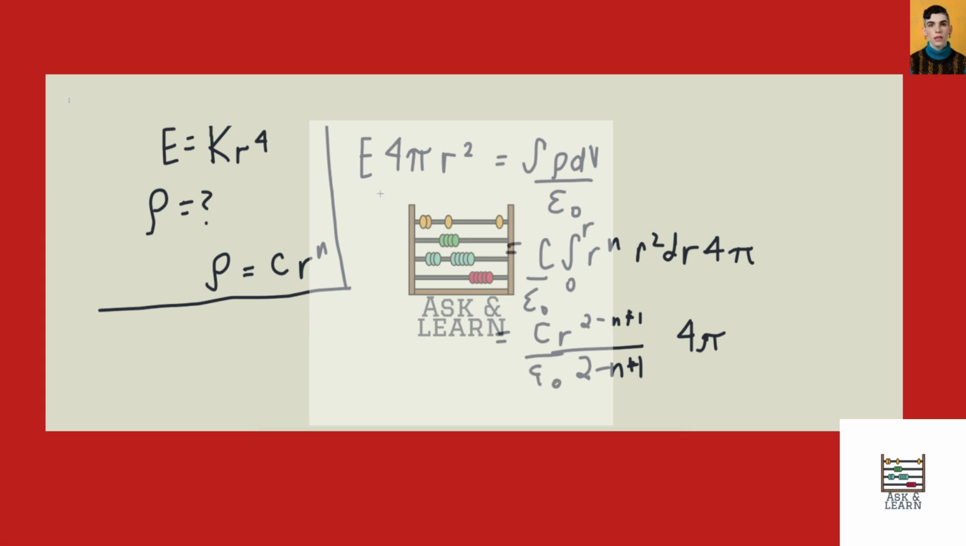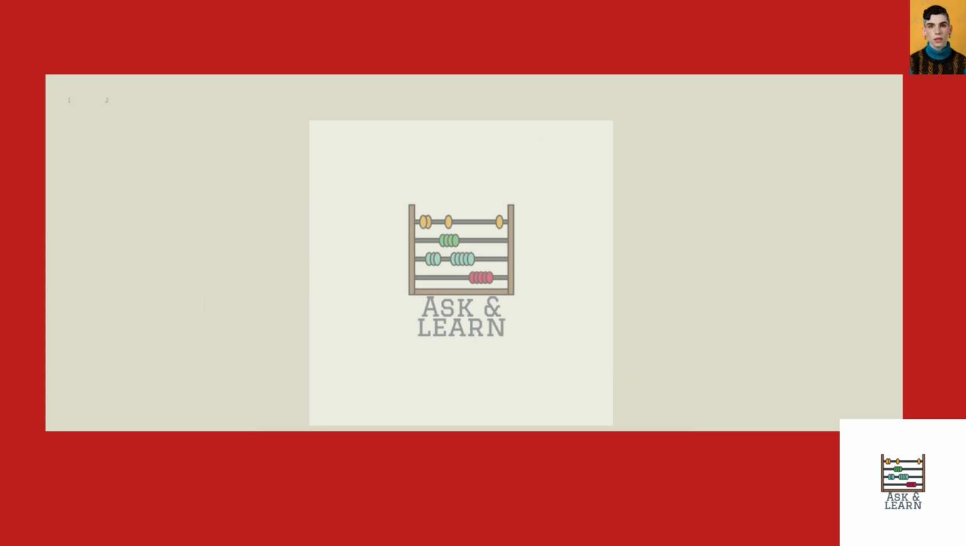Okay, and then now working on this left side, this E is k r to the fourth, and so this is going to be k r to the fourth times r squared, which is r to the sixth, times 4 pi. Oh, and so lovely, these 4 pi's cancel. And so we're left with what I have written there. And so let's just simplify it a bit.